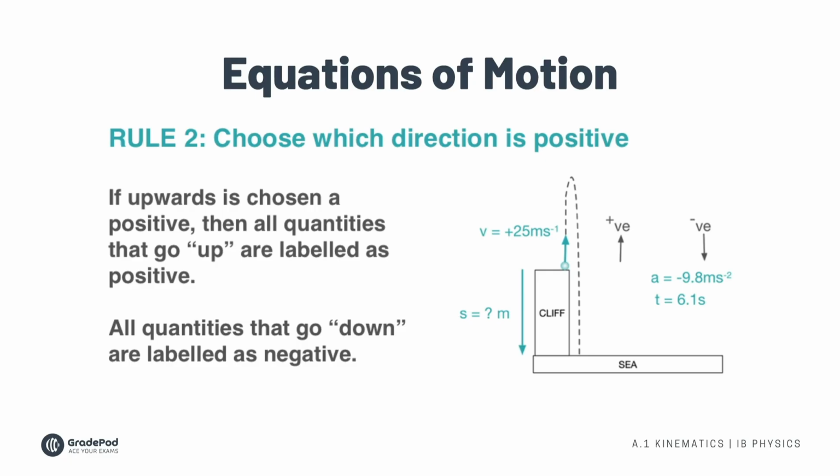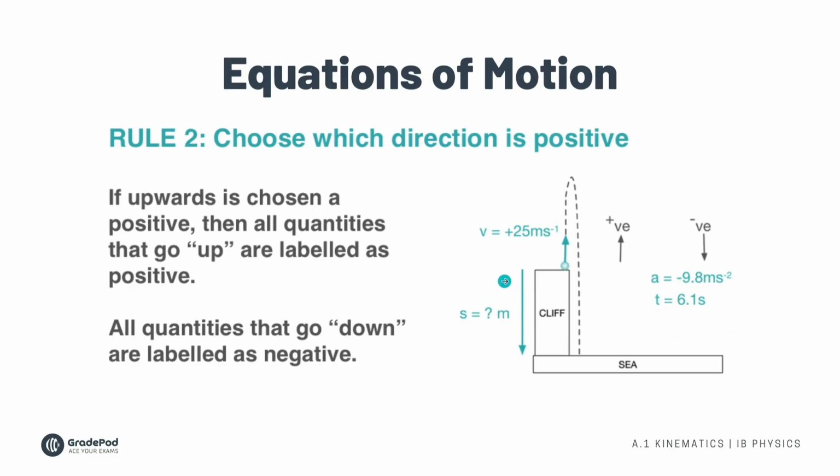The second rule, and this seems a bit abstract to students quite often, is to choose which direction is positive. And by that I mean, choose upwards or downwards. If you choose upwards as positive, then all the values that move up the way are given a positive value. So you can see this velocity of the ball at the start is moving upwards, so we're going to say plus 25. And any values that are down the way and are vectors, like acceleration, are given a negative value.